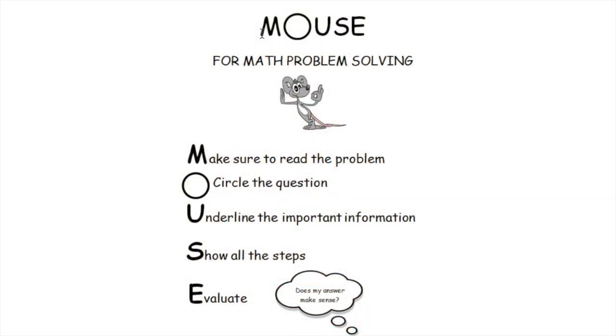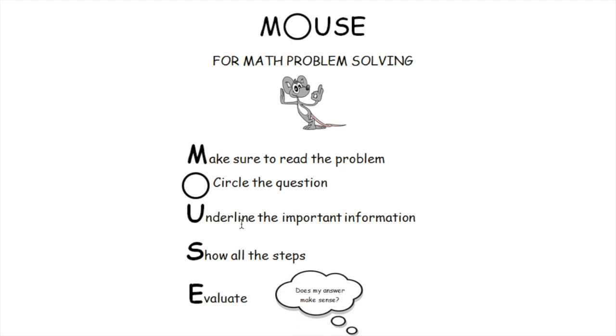Now, as you know from your math class, we are using the mouse method to solve our problems. Make sure to read the problem. Kind of a good place to start. The O is not an O, it's a circle. You want to circle the question so you know what you're looking for.